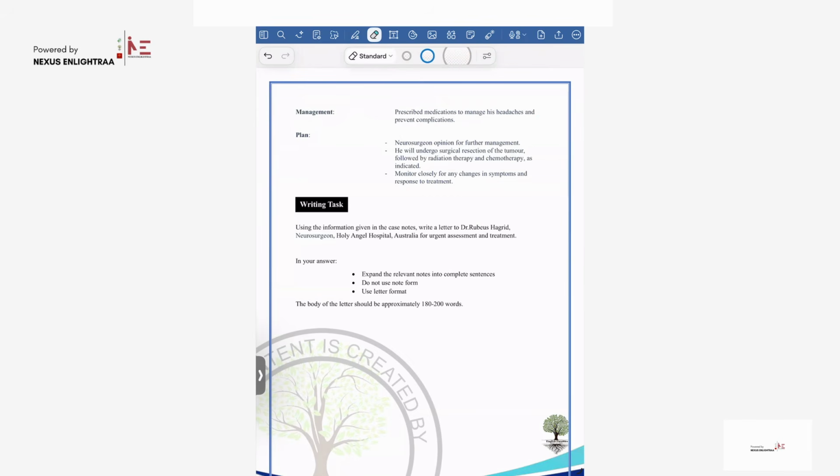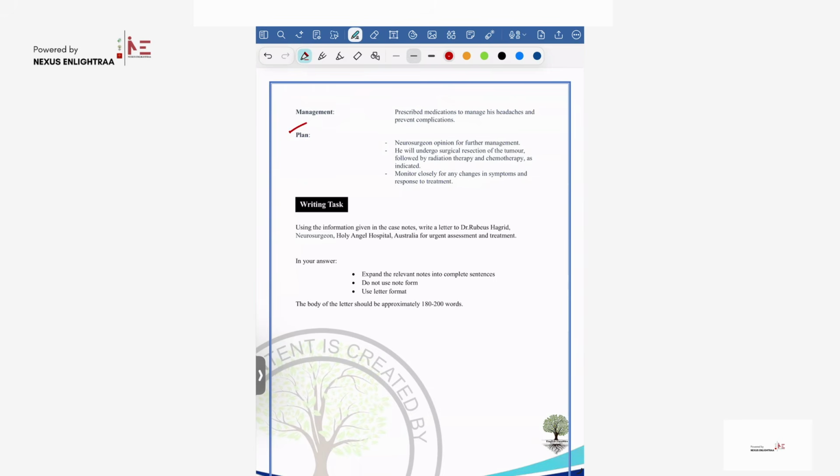Okay. Then comes the plan. Now, plan is neurosurgeon opinion for further management. He will undergo surgical resection of the tumor, followed by radiation therapy and chemotherapy as indicated. Monitor closely for any changes in symptoms and response to treatment. This is going to be the plan. You're basically writing this letter for a surgical resection of the tumor, followed by radiation therapy and chemotherapy, as indicated. And you have to do a close monitoring of the patient.